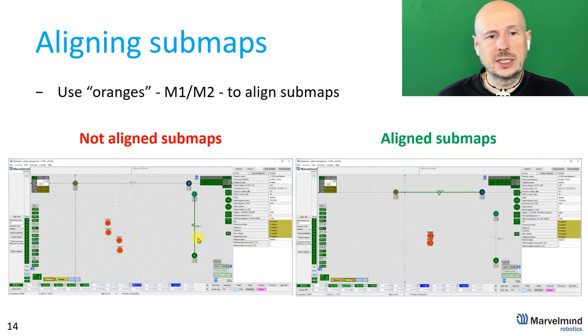Of course you must build the service zones, handover zones, but the checking and verification that submaps are aligned is done by moving in and out from one submap to another, crossing their handover zone. It's possible to achieve the same without this M1, M2 functionality or oranges. But with oranges, it's much, much easier and faster.